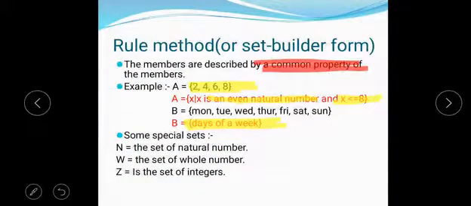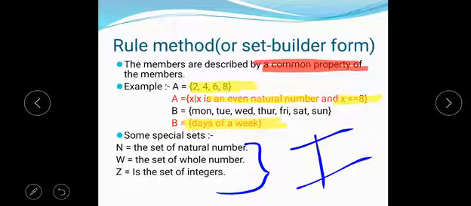Some special sets. N stands for the set of natural numbers, W stands for the set of whole numbers, and Z stands for the integer numbers. For the integer numbers we also use I.